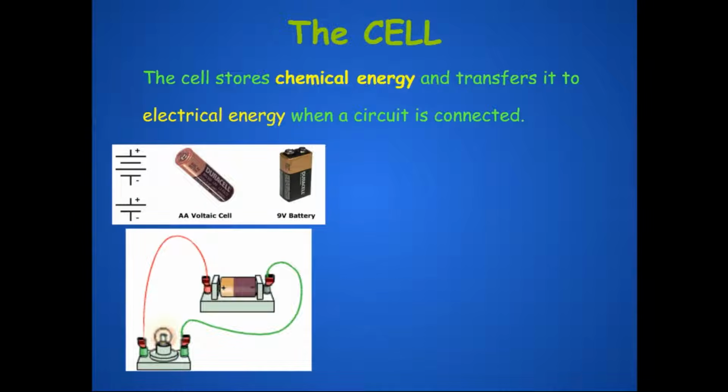So to start, we're going to talk about the cell. The cell stores chemical energy and transfers it to electrical energy when a circuit is connected. A cell has two ends labeled positive and negative. A cell pushes the electric current from the positive terminal round to the negative one. This is the way that conventional current flows. We always think of electric current as a flow of positive charges moving from positive to negative. This convention started before the discovery of the electron and the realization that electrons carry current in a circuit.